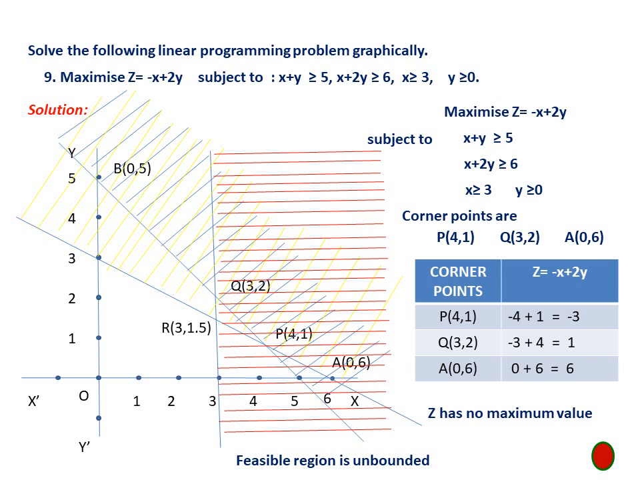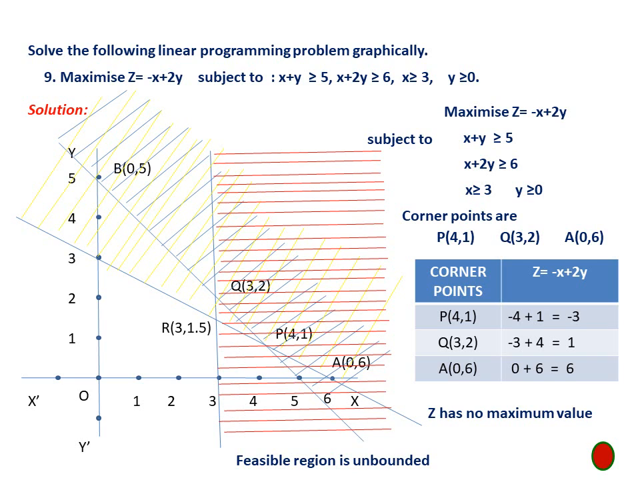The corner points, you can see here, one is P, that is the corner point, second one is Q, that is the corner point, third one is A. Only three: P, Q, A, these are the corner points. Now you have to check here: A, P(4,1), Q(3,2) and A(0,4), and it is maximized, so maximum is 6.